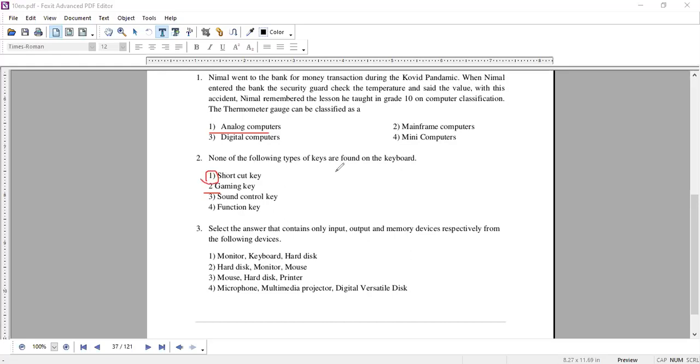Then next one, select the answer that contains only input, output and memory device, respectively, from the following devices. Input, output, memory. So input you can take as mouse. Microphone is also input. Then output can be multimedia projector. Yeah, the fourth answer should come. One has made the mistake.